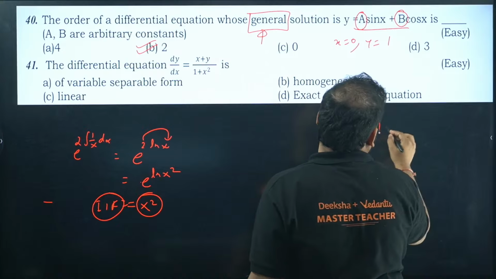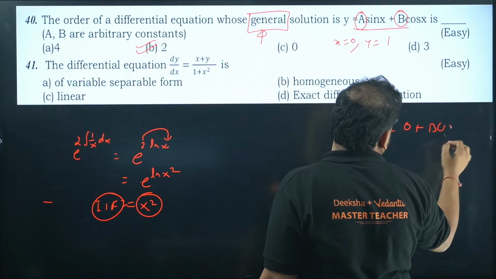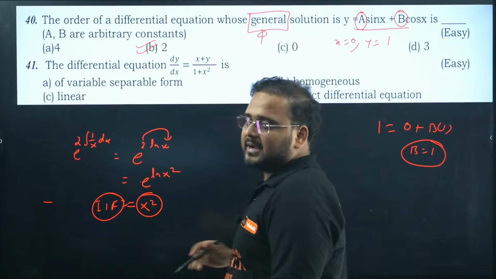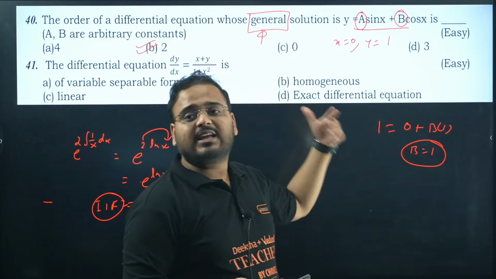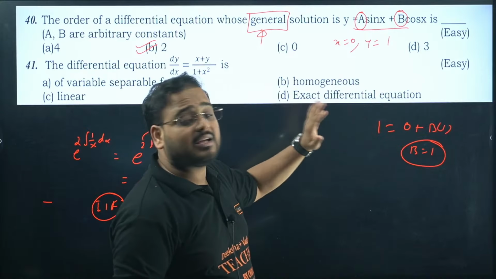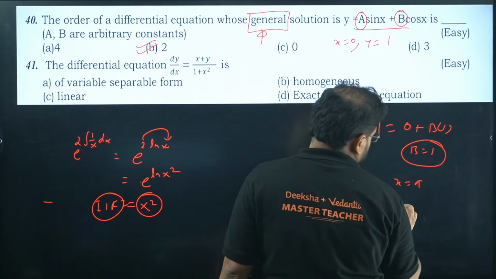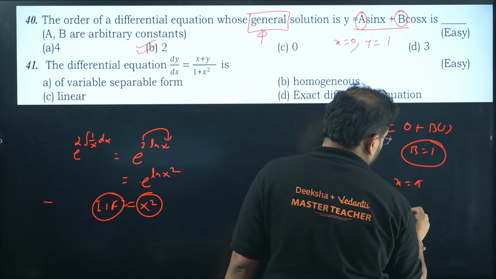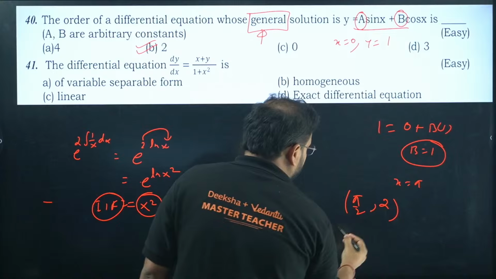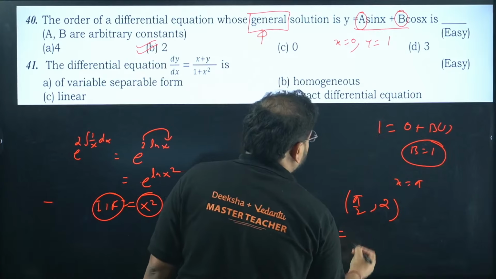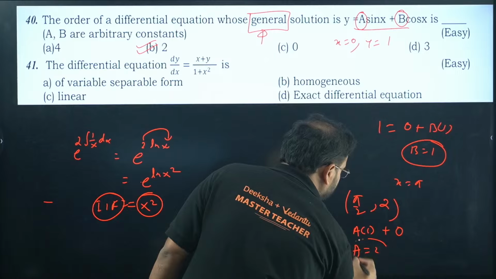When you do that, you'll get 1 equals A sine 0, which is 0, plus B into 1. So the value of B is 1. Correct? So with one of the coordinates we used, we got the value of B as 1. In the same way they can give you another particular solution, another coordinate. They can give you x as pi by 2 and y as 2, let's say. Now you can use this over there. You'll get y as 2, and this will become A into 1, and this will be 0. So the value of A is 2.